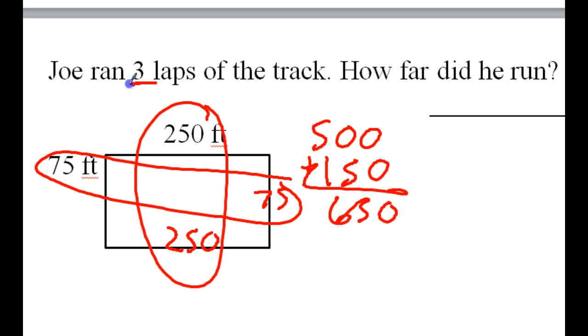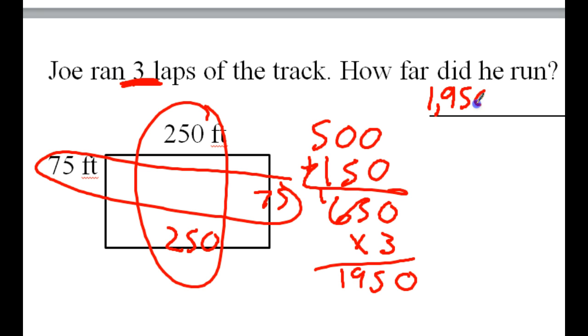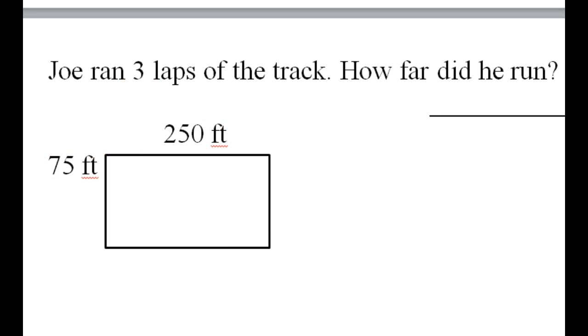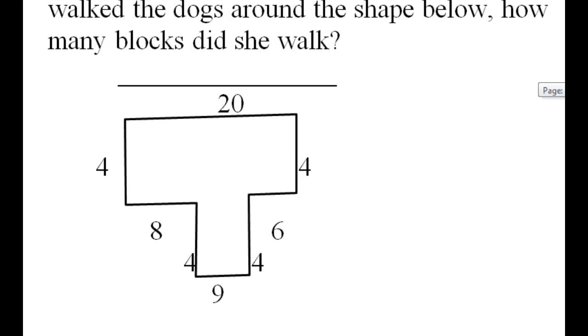But when I look back in the question, he's going around the track 3 times, so I need to take that times 3. That's 1,950 feet. Make sure you always read the entire question to see if you need to do something double or triple.